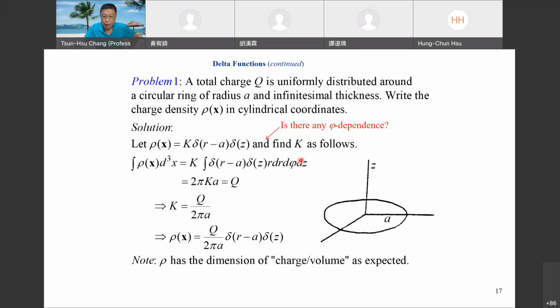Okay, so problem 1. We still have 3 pages. Okay, time is enough. The first problem is, try your best to write the delta function, to write the charge distribution function. Problem 1, let me read problem 1 for you. A total charge Q is uniformly distributed around a circular ring of radius A and infinitesimal thickness. Write the charge density rho of x in cylindrical coordinates.